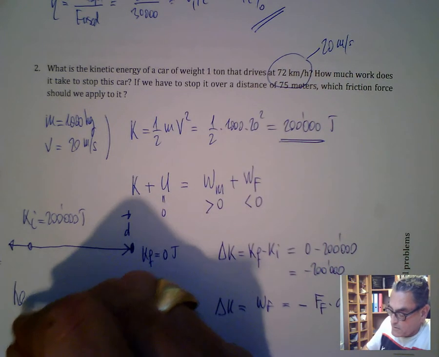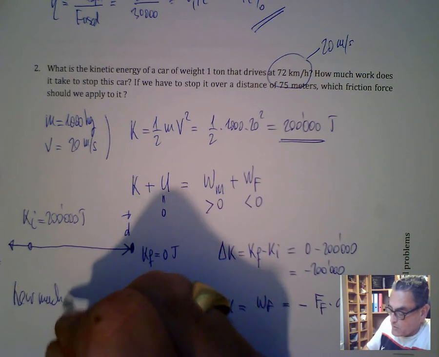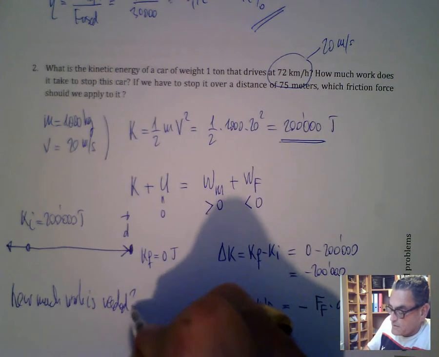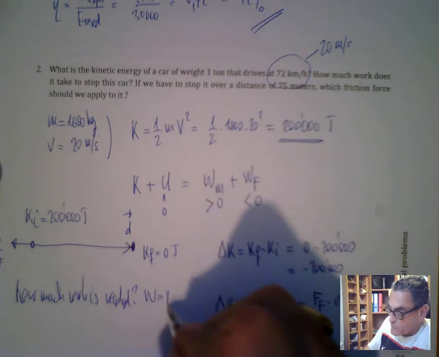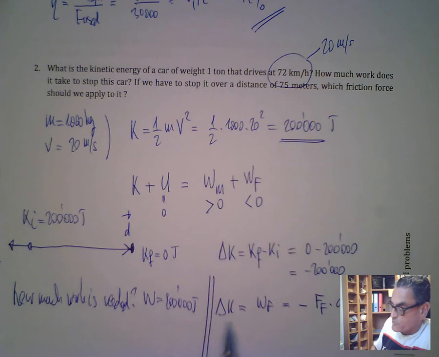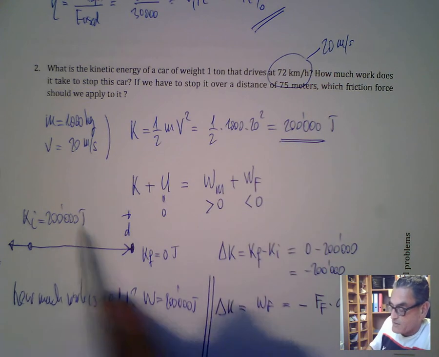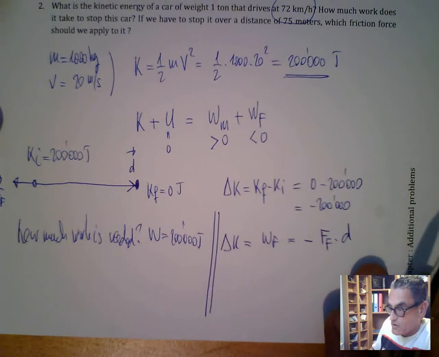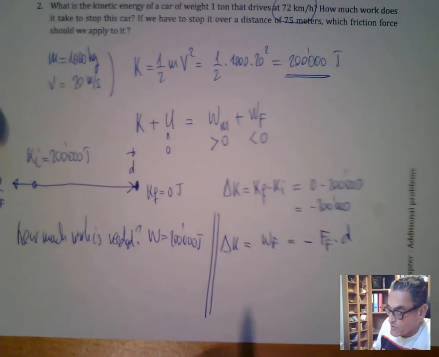Okay, how much work is needed? The answer is this work has to be 200,000 joules, because we need to cancel this kinetic energy. Okay, we need to liberate this kinetic energy in the form of thermal energy in the brake.